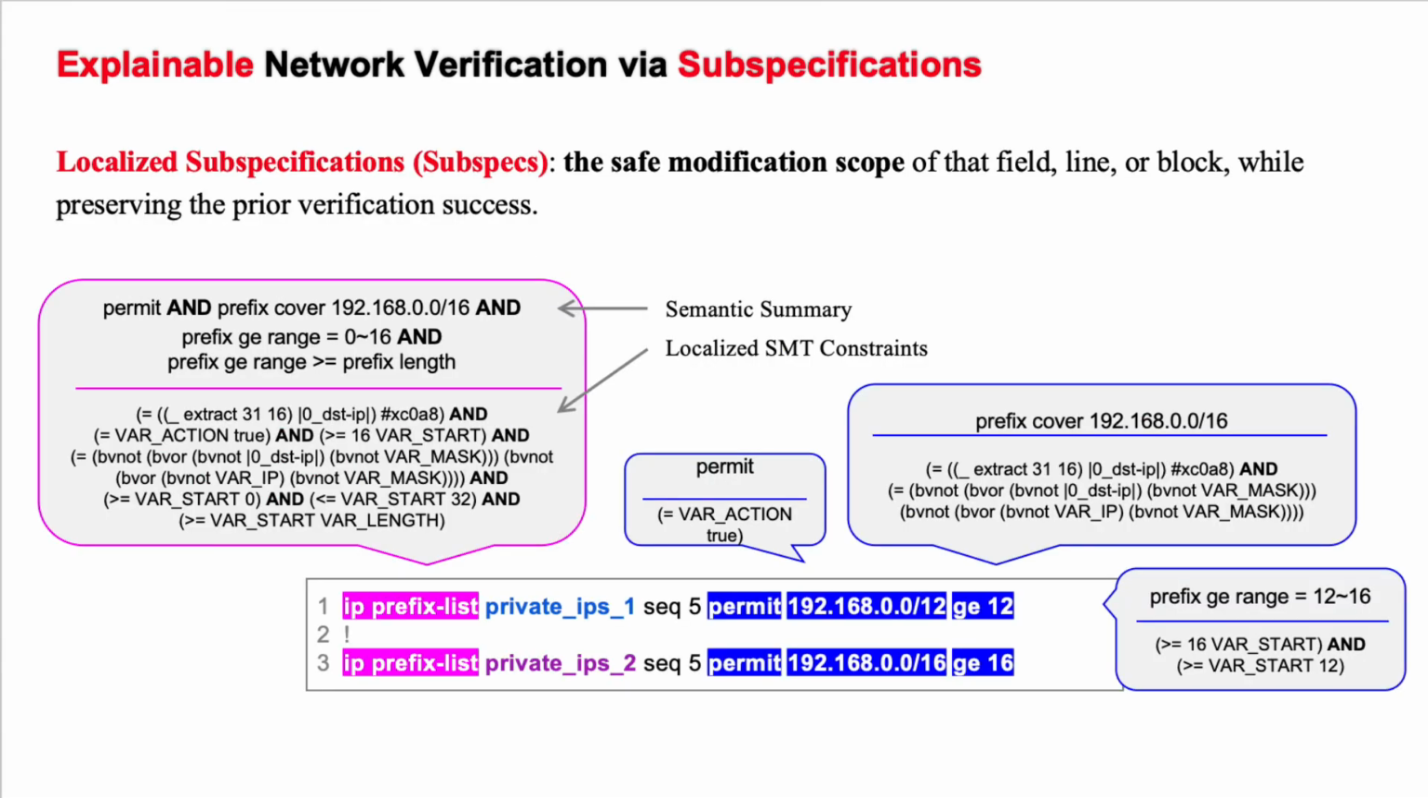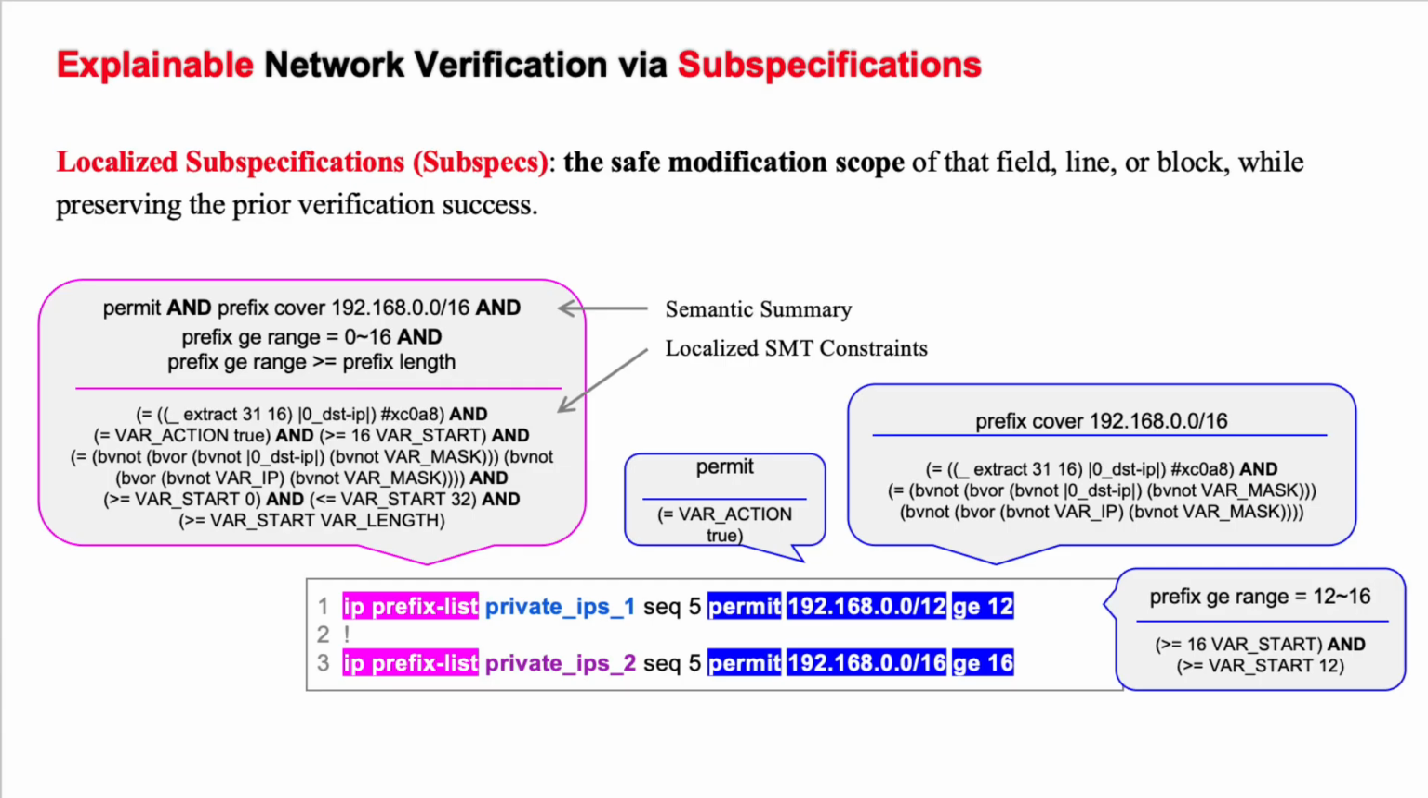Localized sub-specification, short for suspect, is a safe modification scope for a field, line, or block while preserving the verification success. As shown in the figure, the blue highlights represent field level suspects, and the purple highlights represent line level suspects. The upper part of each suspect contains the summary content, while the lower part contains the corresponding formula constraints.